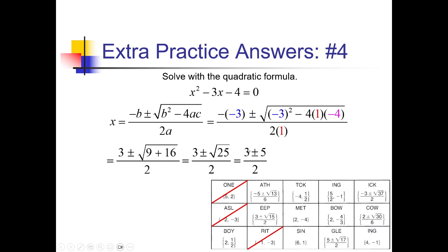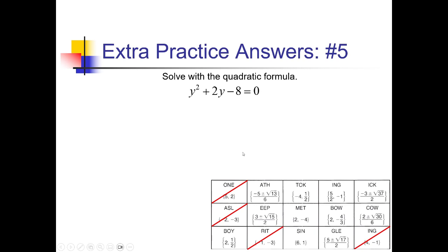So we've got 3 plus 5 over 2. That's going to be 8 over 2, which is 4. And 3 minus 5 over 2, that's going to be negative 2 over 2, which comes out to negative 1. 4 and negative 1 is down in the lower right corner, so no more on this one.